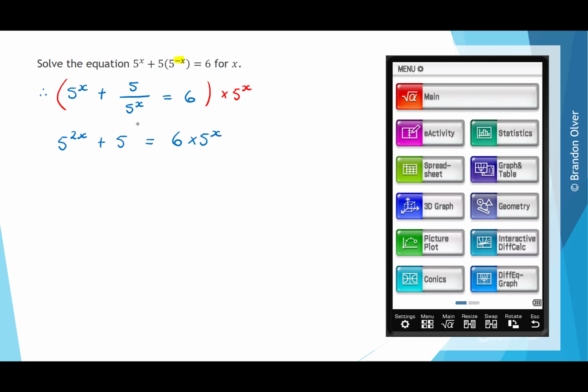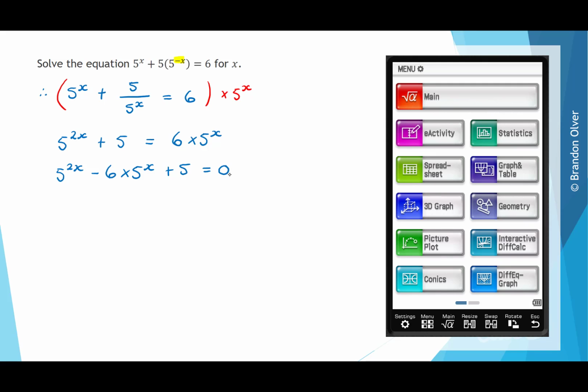If we inspect the equation, we can see that we've got 5 to the power of 2x here and 5 to the power of x on the right-hand side. And that indicates that it might be some sort of hidden quadratic within our exponential equation. So what we're going to do is subtract 6 times 5 to the power of x from both sides. So we can write this as 5 to the power of 2x minus 6 times 5 to the power of x plus 5 is equal to 0.